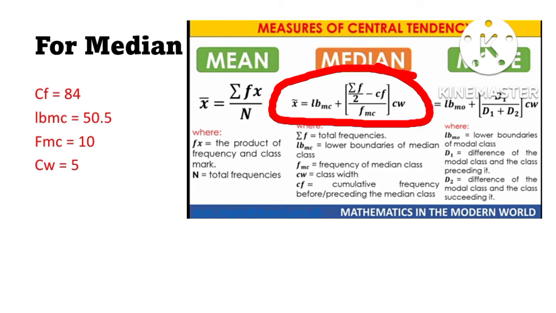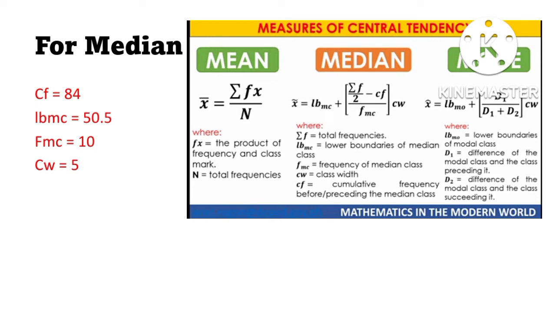Let's come now to the median. Here's the formula: LB sub MC plus the summation of F over 2 minus CF over F sub MC times CW, where the summation of F is the total frequency. LB sub MC is the lower boundary of the median class. F sub MC is the frequency of the median class. CW is the class width. CF is the cumulative frequency before the median class.